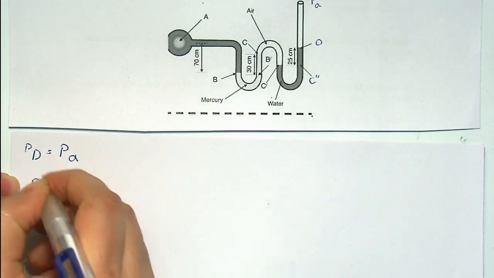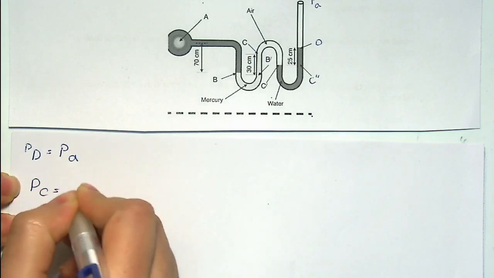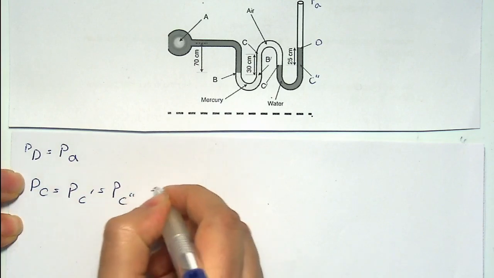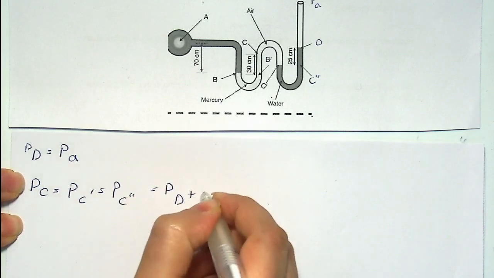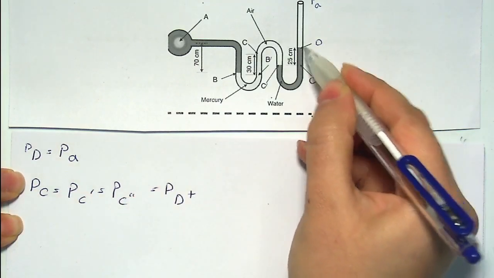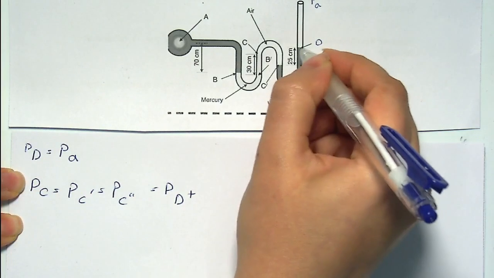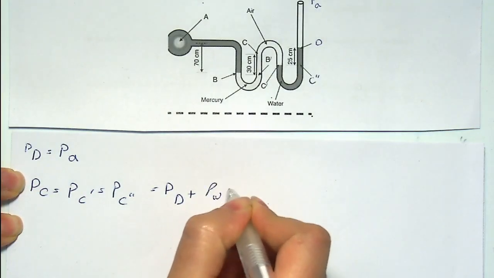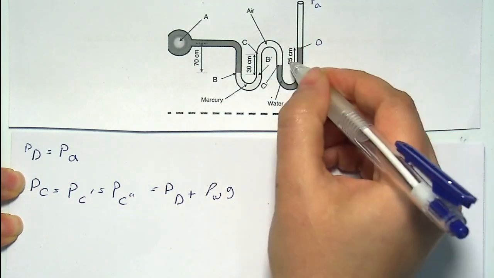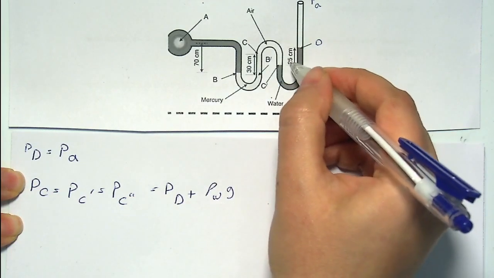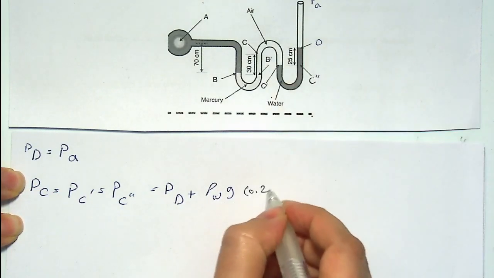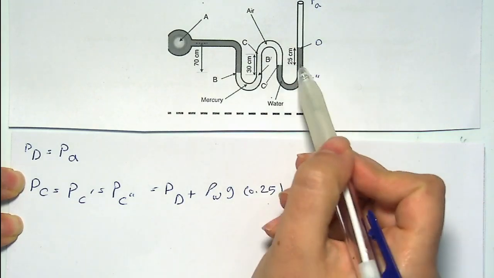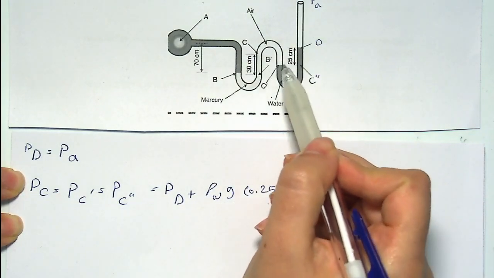So PC, which is also equal to PC prime, which is also equal to PC second, is equal to PD plus the density of the water that has filled this part of the tube, times gravity, times the height of this column, which is 25 centimeters, so we would use 0.25 meters. Okay, so we have the pressure of the point C here, here, and also here.